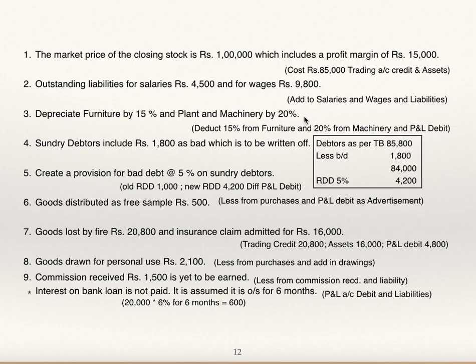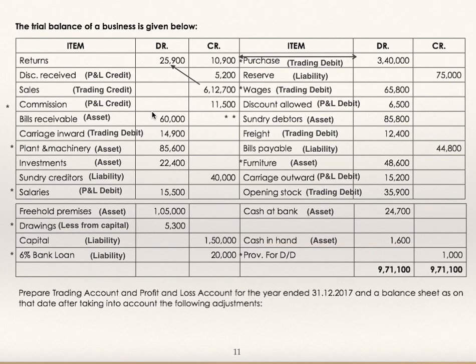Depreciate plant and machinery by 20%. So asset side plant and machinery in the inner column 85,600 minus depreciation at the rate of 20%, and net figure is to be taken to the outer column, and whatever you have deducted as depreciation is to be debited to profit and loss account. Investment directly on the asset side, no adjustment, 22,400. Sundry creditors, no adjustment on the liability side.